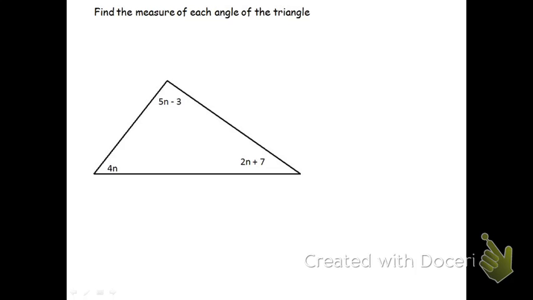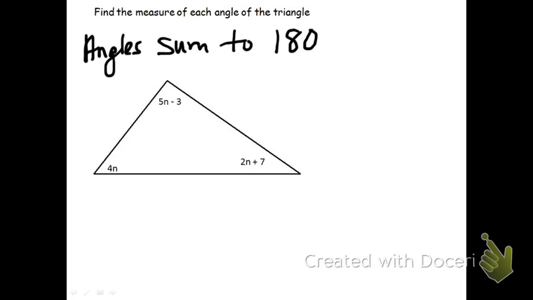Okay, the first problem says we want to find the measure of each angle of the triangle. Well, the first thing we have to know to solve this problem is what do we know about the three angles of a triangle? If you remember from your geometry days, the angles add up, or sum, to 180 degrees. So these three angles have to add up to 180 degrees. That's the information we need to be able to write our equation.